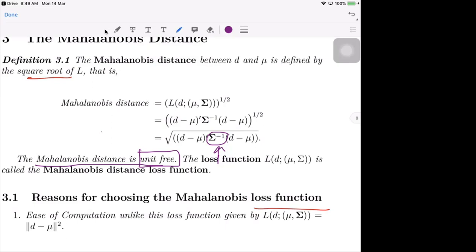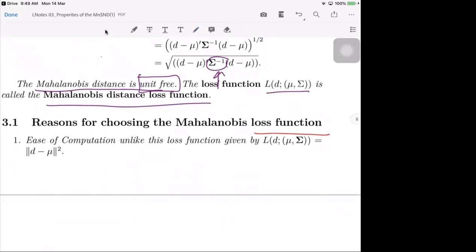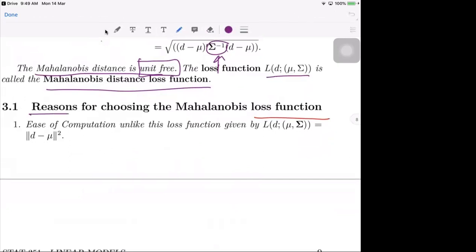Okay, so the loss function is denoted by this symbol. It's called the Mahalanobis distance loss function. Actually, there are many loss functions, but the reason why the Mahalanobis loss function is often used is because of ease of computation.